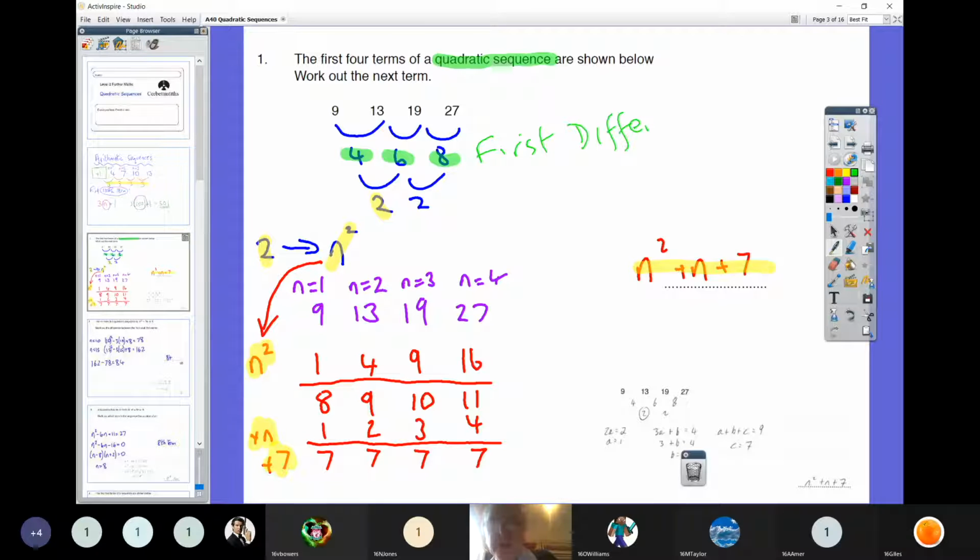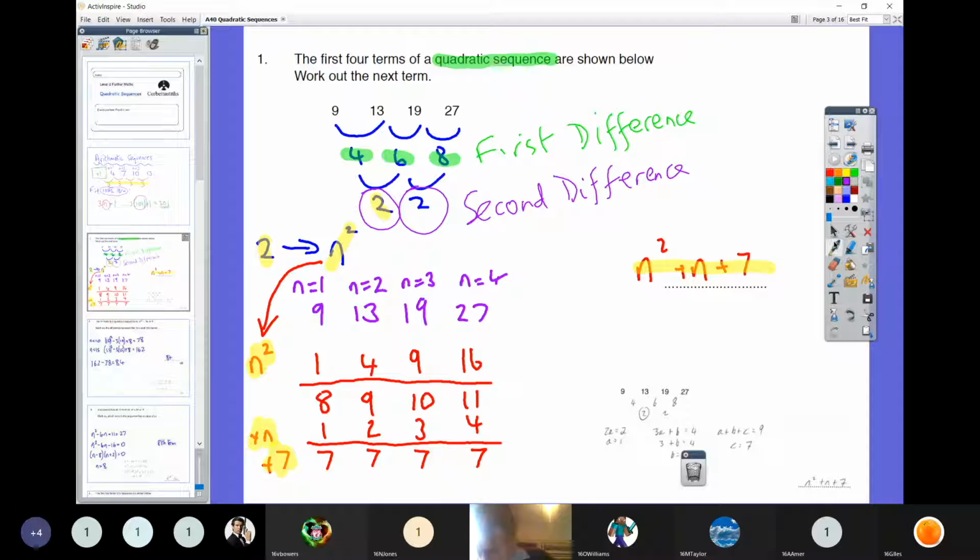Now, you then go and work out the difference between these differences. So you work out what's called the second difference. So what is the difference between 4 and 6? It is 2. What is the difference between 6 and 8? It is 2. So the second difference will be a consistent number. Okay, and on this occasion it is 2.